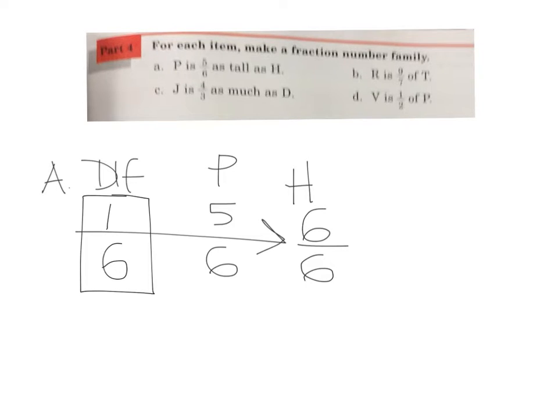So go ahead and solve the rest of them in this problem. What you're going to do is you have to know that T here is equal to 1. Here, R is 9/7. And when you look at that, you have to decide if that is more than 1, which it is, that would make R the big number. And you're going to set up a number family with R being the big number and T being the small number with a fraction that is equal to 1. So go ahead and work part 4.